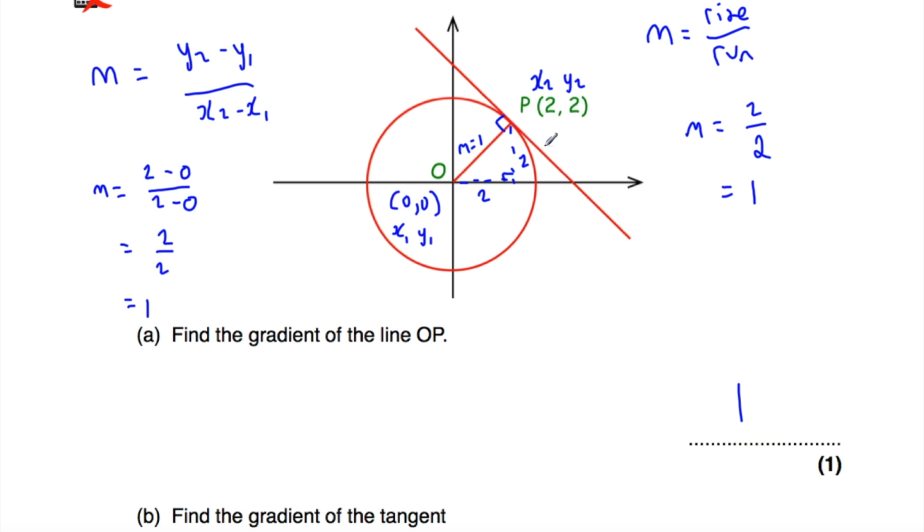Or another way to consider it is, if you know the gradient of one of the lines, if you work out the negative reciprocal of that, you can find the gradient of the other line. So that's what we're going to do.